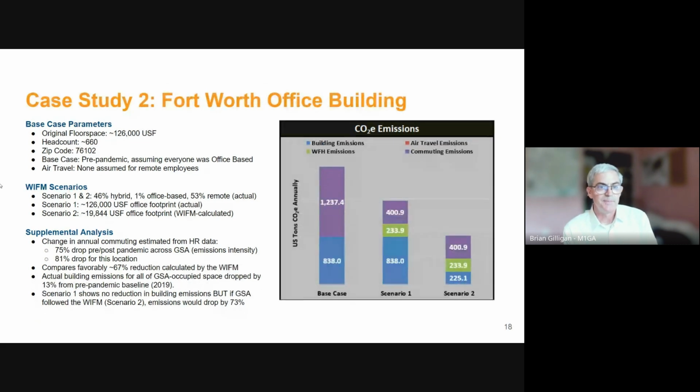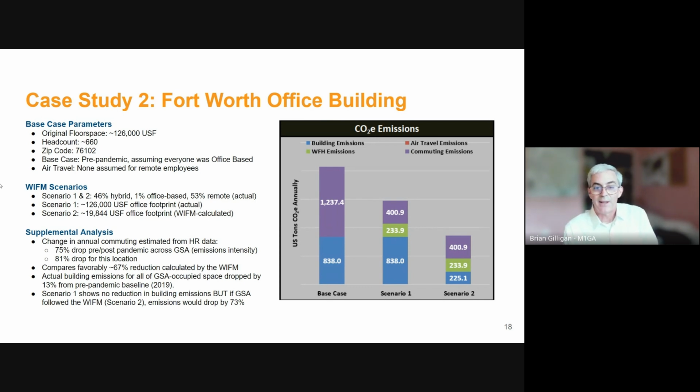Next slide, please. This is just showing the same thing for Fort Worth. And I think the big takeaway from this case is that you can see the drop in the amount of commuting emissions shown in purple is much more dramatic here. And that's because the commuting emissions in Fort Worth are just higher than the ones in Chicago. So there's a lot more dramatic drop in those emissions from having our employees stay home.